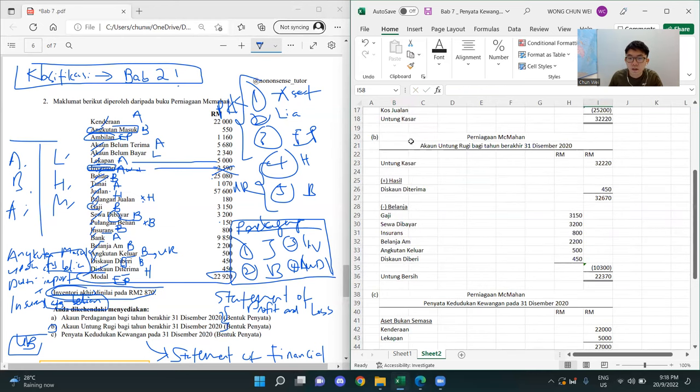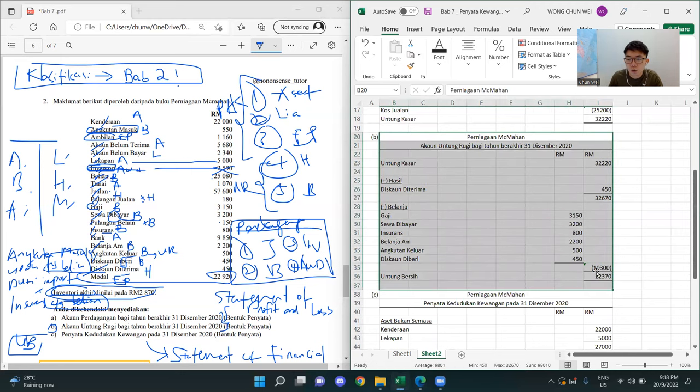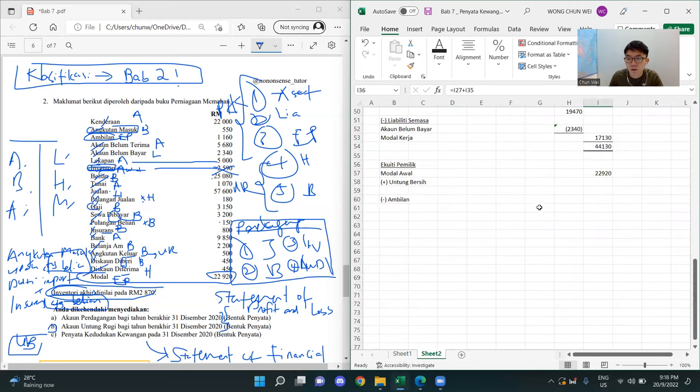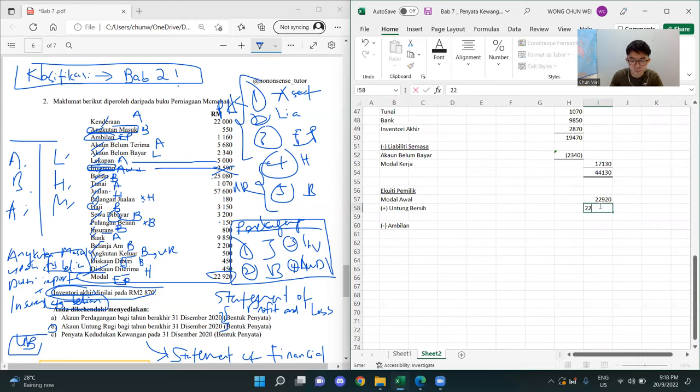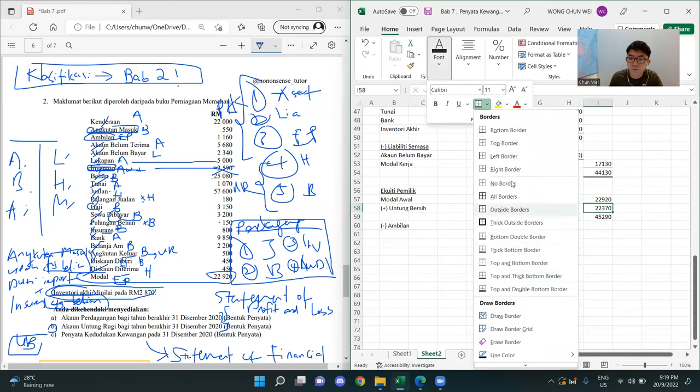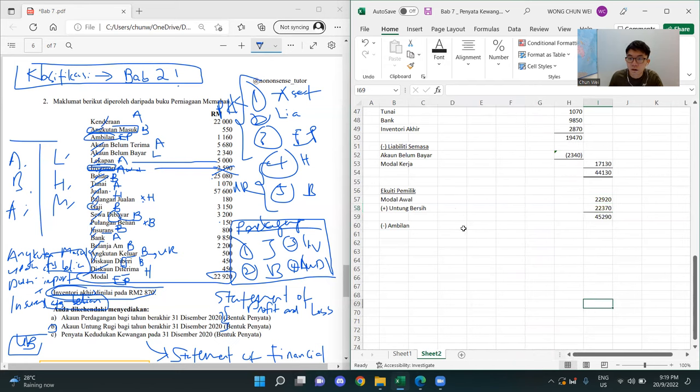Untung bersih daripada mana? Daripada your account untung rugi. Okay, you can't find it here, yeah? You have to find it from your own account untung rugi. 22,370. So you add them up first. Get 45,290. Okay, then you minus your ambilan. How much is your ambilan? Your ambilan is 1160. So minus 1160 bracket.